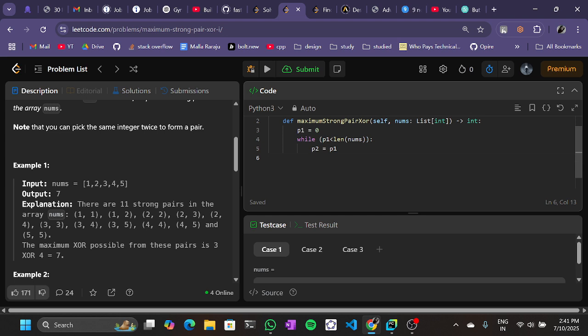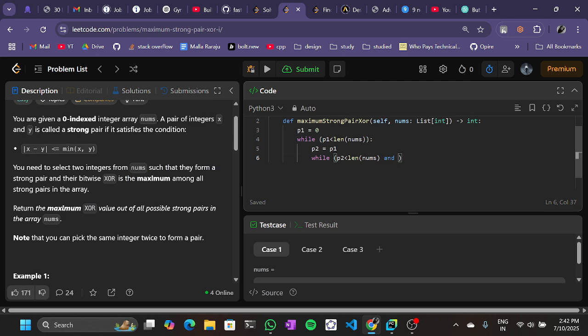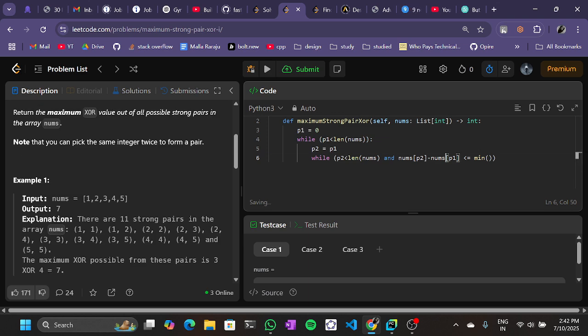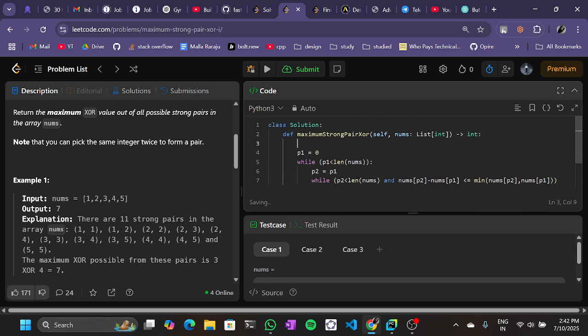So while P2 is less than the length of nums and P2 minus P1 is less than or equal to the minimum of, so I guess it's not like this. I guess this will work only if the numbers are in sorted order.